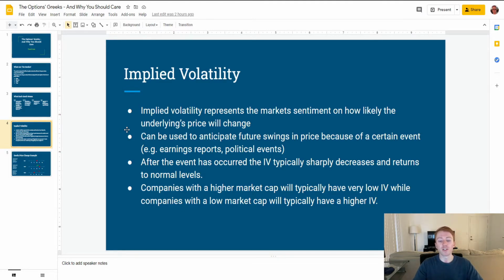So after that event has occurred, something like the election being over, the IV will drop back to normal levels, and that's just what happens.